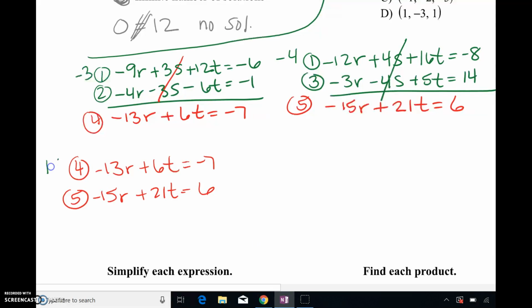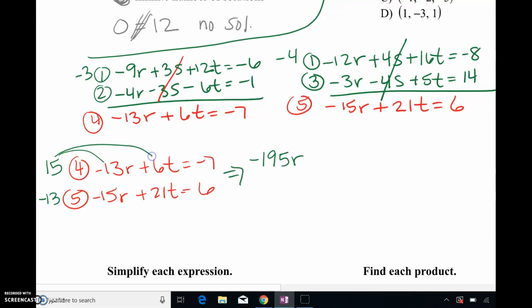And I'm going to multiply the top equation, equation 4, by 15, which means I need to multiply equation 5 by a negative 13. And that way, if I do this, I'm going to get a positive 15 times 13, and a negative 15 times 13, and a positive 15 times 13. So let's see what that gives us. What's 15 times negative 13? Negative 195.